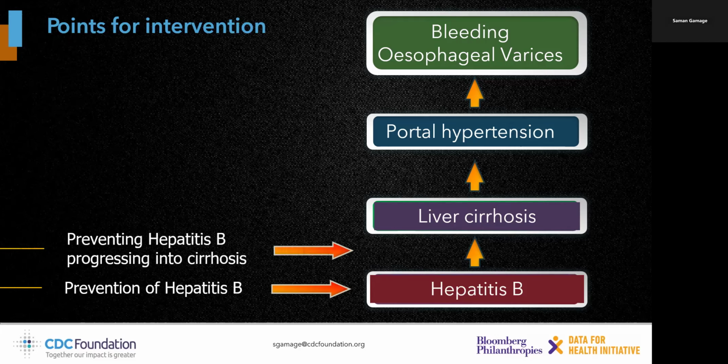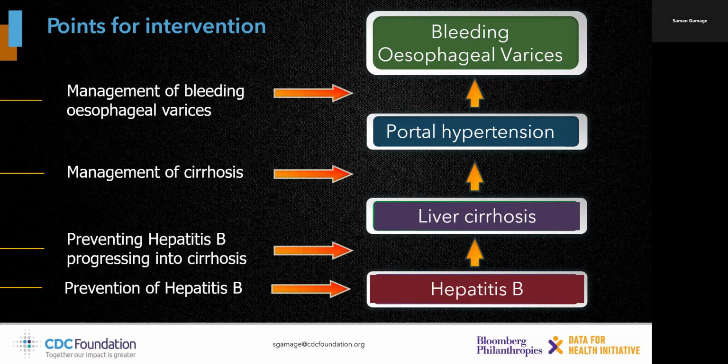If there are any measures to prevent hepatitis B progressing into cirrhosis, and then management of cirrhosis in the hospitals, and then management of bleeding esophageal varices, blood transfusions, sclerotherapy, ligation of varices, to stop or arrest the bleeding. So here are the points for intervention. So we know the causal sequence and all the causes are reported on the certificate, and then the points for intervention are obvious or clear.